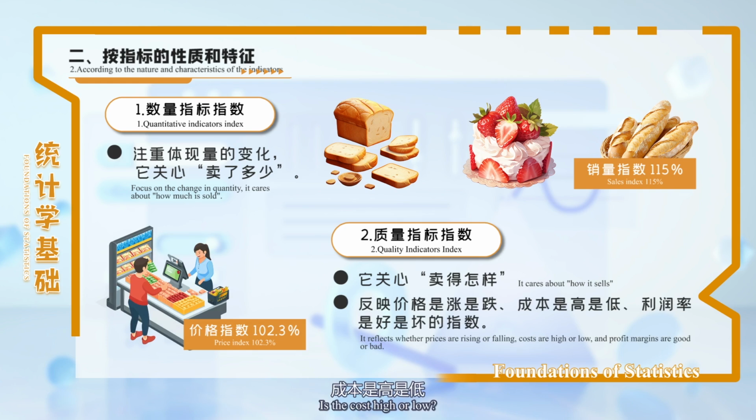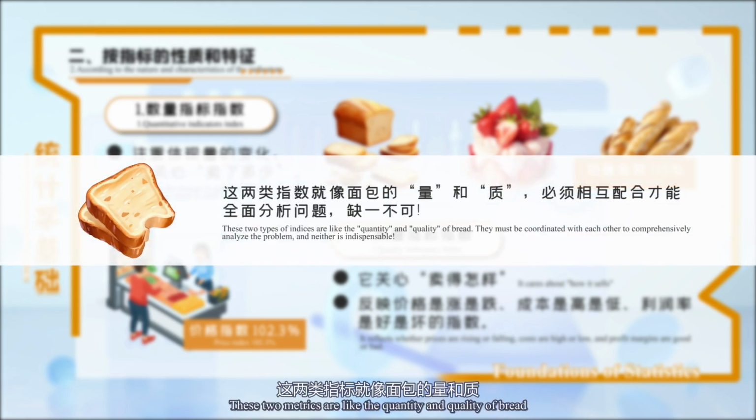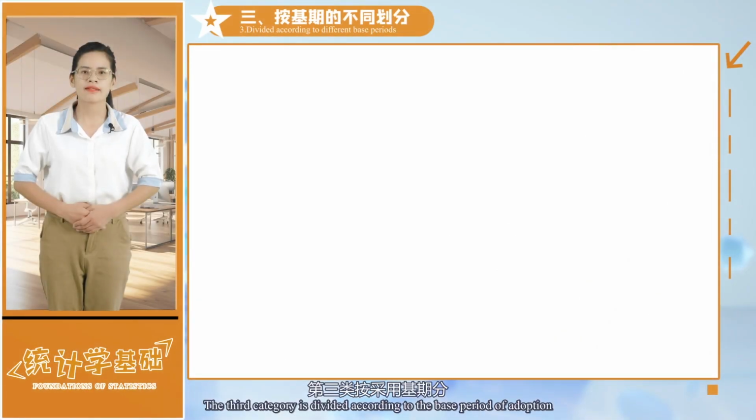whether the cost is high or low, whether profit margins are good or bad. The price index is a typical quality index. These 2 indices are like the quantity and quality of bread. They have to cooperate to fully analyze the problem. Both are indispensable.